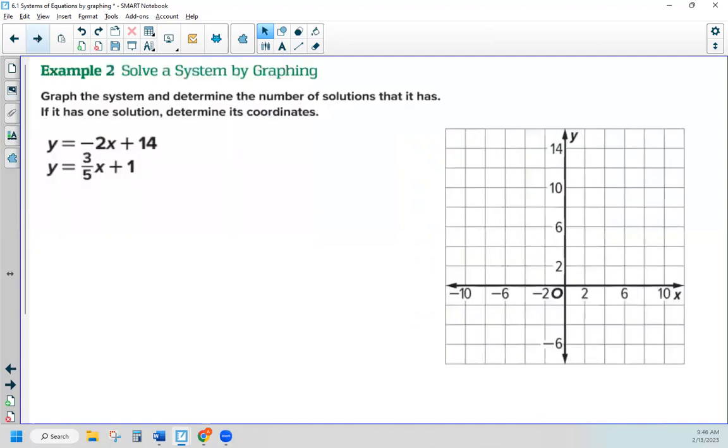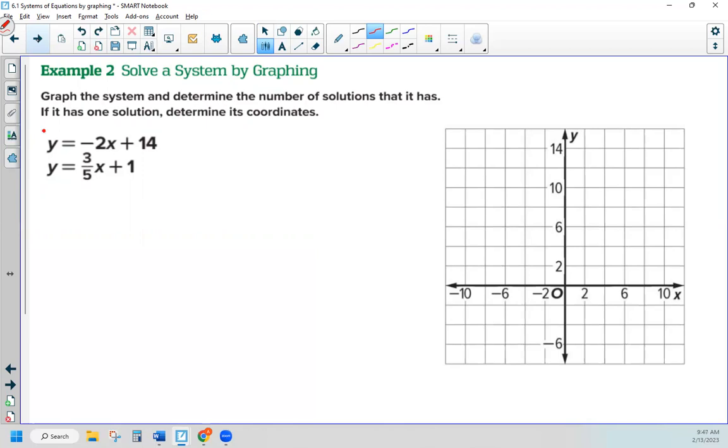All right, example number 2. I'm going to challenge you. Do it on your own. Pause this, try it on your own. All right, so this one is saying to determine the number of solutions that it has, and if it has one solution, determine the coordinate, okay? I'm going to practice the same idea with the terminology that we learned before. So I'm going to answer this question fully, encompassing everything that we talked about.